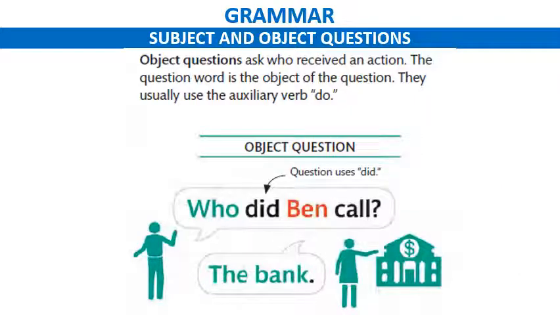Now it's time to talk about object questions. Object questions ask who received an action. The question word is the object of the question. They usually use the auxiliary verb do, or other auxiliaries. Example: Ben called the bank. So the question is, who did Ben call? The bank. That is the object question.